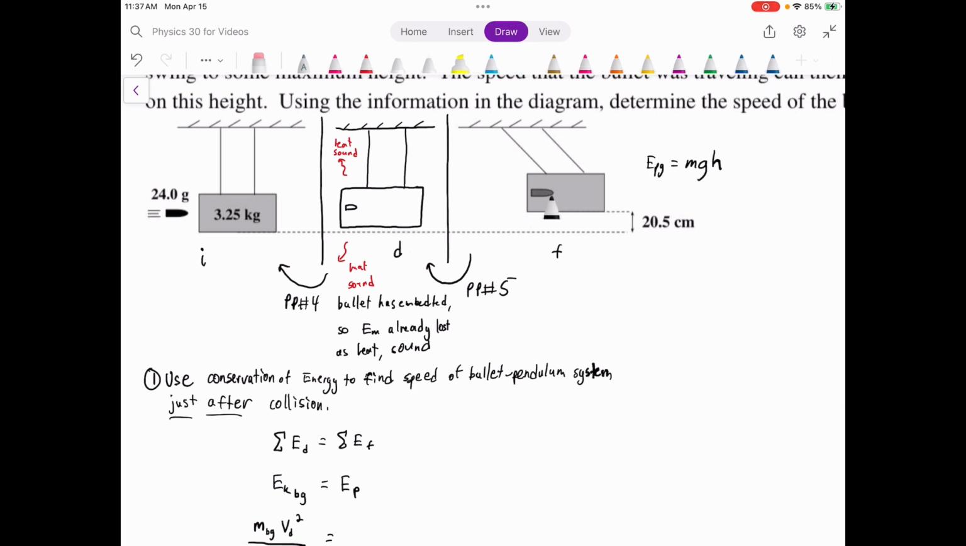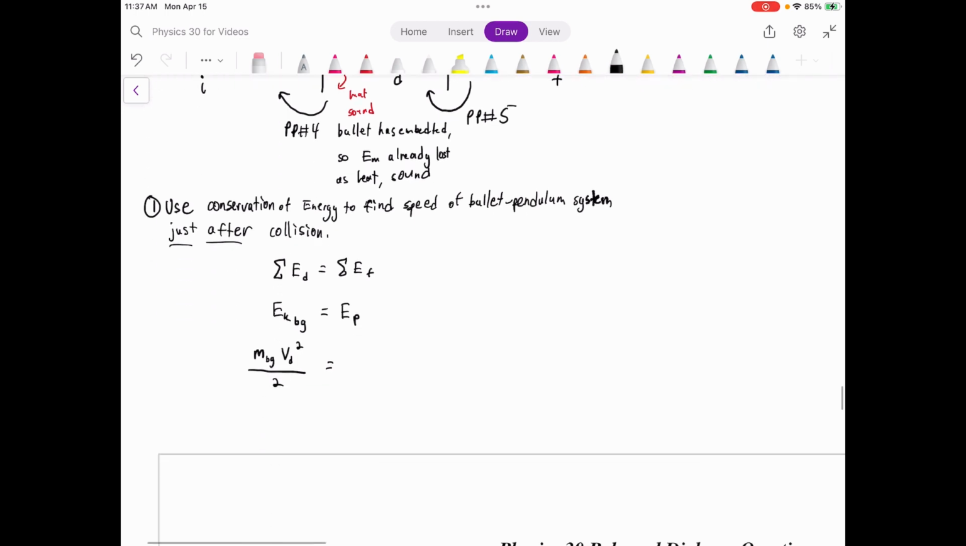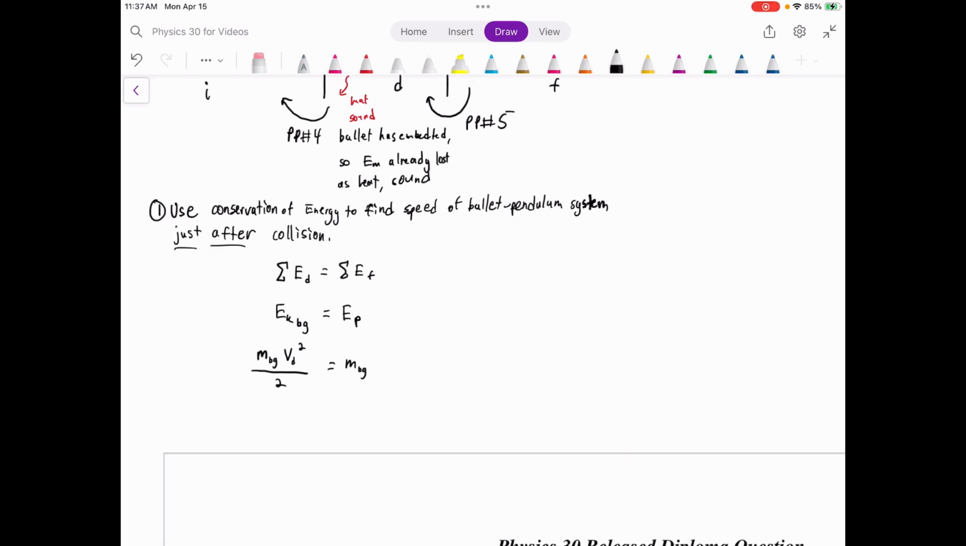Energy can't be created or destroyed. It's already left the system, so it's a fairly reasonable approximation to say that all of that kinetic energy becomes all of this potential energy. We know how high it went above its starting position, so it's the mass of the bullet-gel system times acceleration due to gravity times the final height they reach.